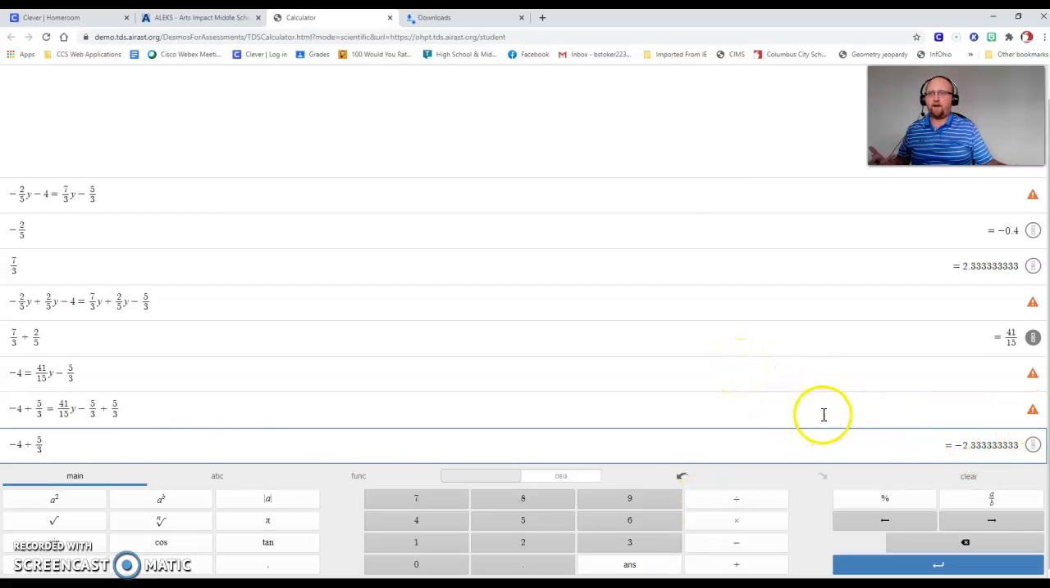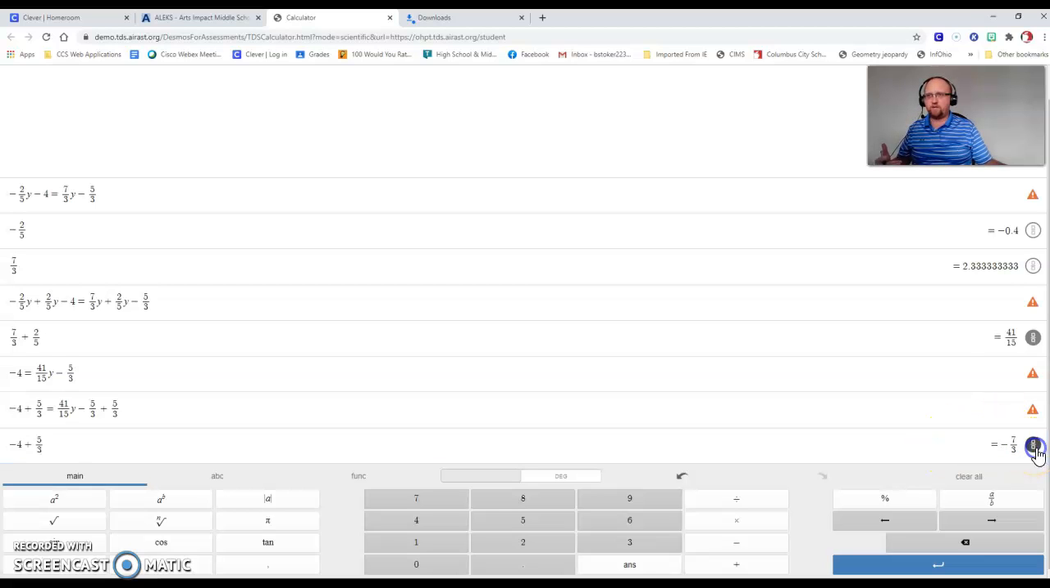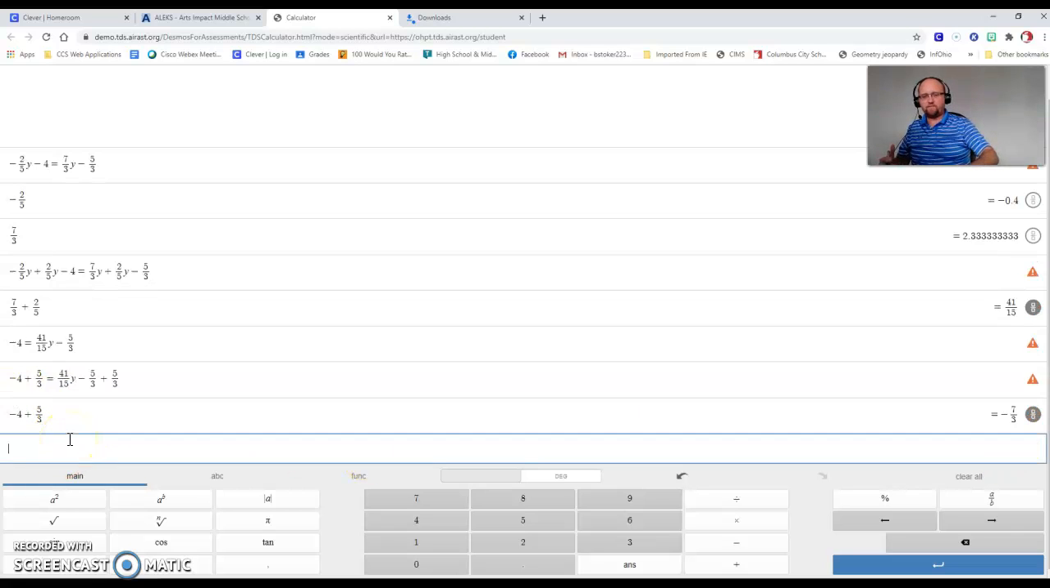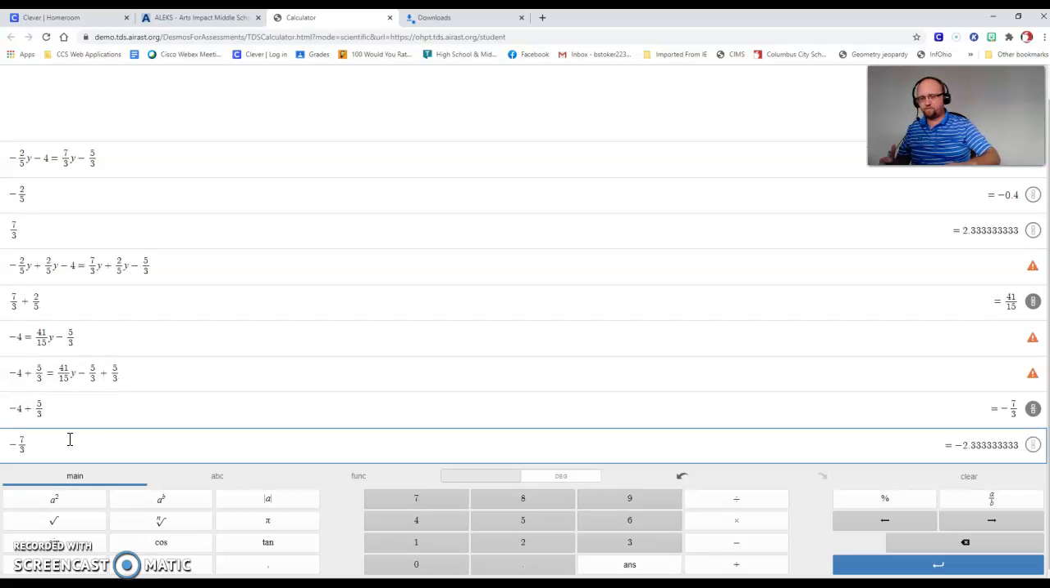Well, I don't want that. I need it to be a fraction. So I'm going to convert, and that's now negative 7 divided by 3. So here I've simplified. Now I have negative 7 divided by 3 equals 41 divided by 15y.